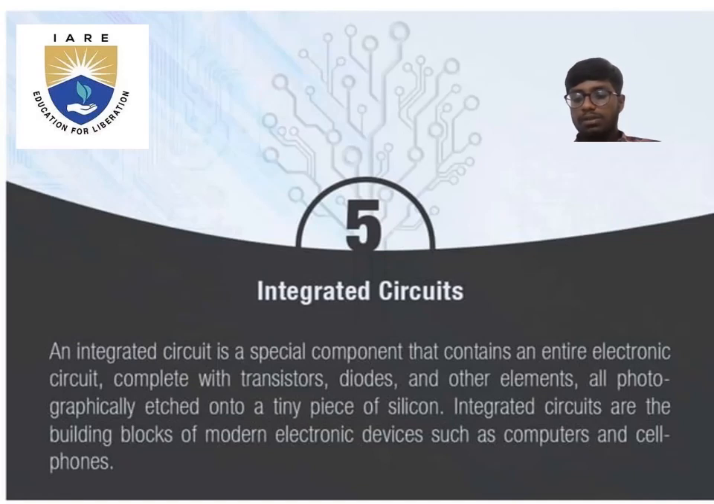Kirchhoff's laws, another cornerstone of circuit theory, offer a systematic method for analyzing complex circuits. Kirchhoff's current law states that the total current entering a junction in a circuit is equal to the total current leaving the junction, emphasizing the conservation of charge. Kirchhoff's voltage law asserts the total voltage around any closed loop in a circuit is equal to the sum of the voltage drops within the loop.